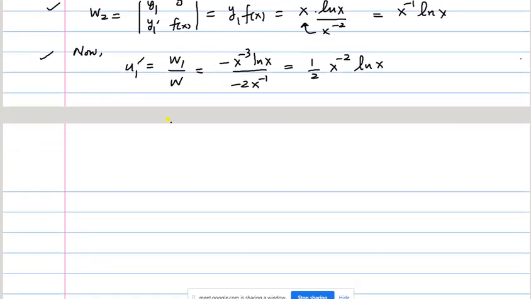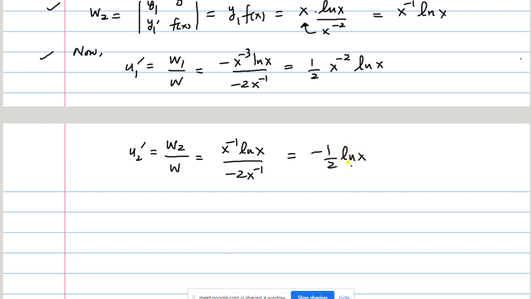So u2' is w2 by w, which is (x − 1) log x divided by (−2x − 1)... So x − 1 will cancel, and you will just get minus 2 log. Now you have to integrate, right? Now we need to integrate.